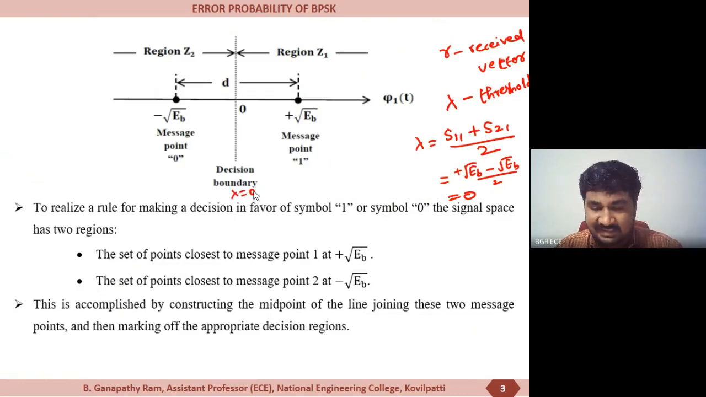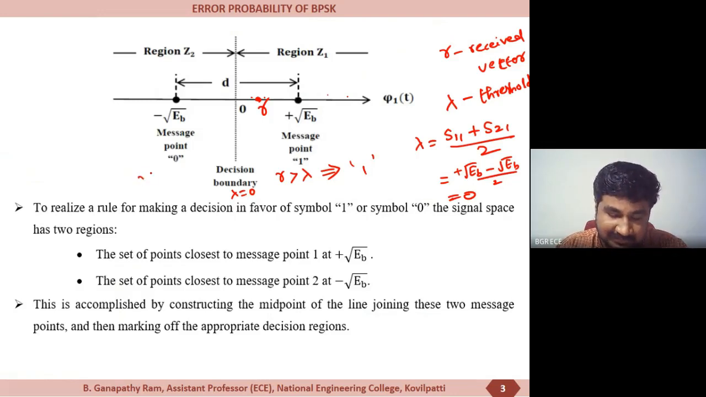So, this will be the threshold. If the received point occurs in any of these locations, such that R is greater than lambda, let us consider R is present here. If R is greater than lambda, then the receiver will decide in favor of 1. If R is less than lambda, then the receiver will decide in favor of 0.